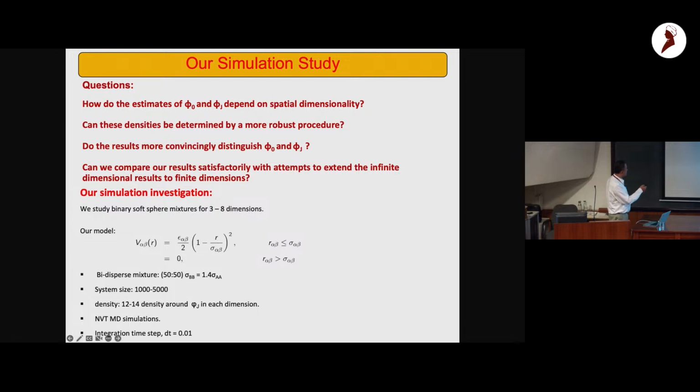So one is, as I said, how to do the estimates of phi naught and phi j reliably, but how do they depend on spatial dimensionality? Can these densities be determined by a more robust procedure? Do the results more convincingly distinguish phi naught and phi j? This is related to the question of the Cornelio et al. analysis. Can we compare our results satisfactorily with attempts to extend the infinite dimensional results to finite dimensions? Okay, these are the questions we have in mind. What we do is simulate a harmonic soft sphere mixture, 50-50, with a size ratio of 1.4, and we do this in dimensions from 3 to 8.